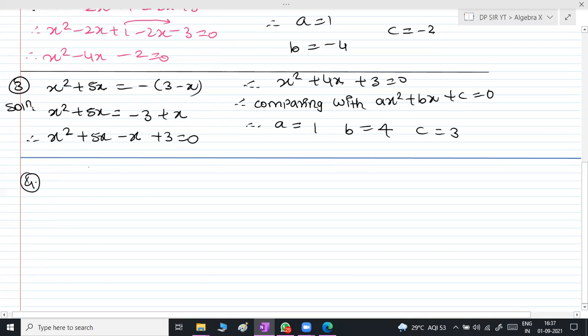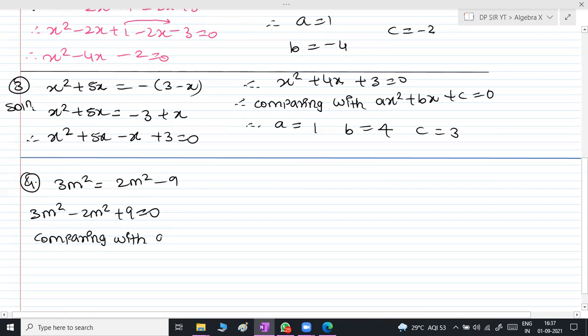So what is the fourth question here? It's 3m square is equal to 2m square minus 9. So here it's going to be 3m square minus 2m square plus 9 is equal to 0. Comparing with ax square plus bx plus c is equal to 0, and I will get a is equal to 3, b is equal to minus 2 and c is equal to plus 9, isn't it?